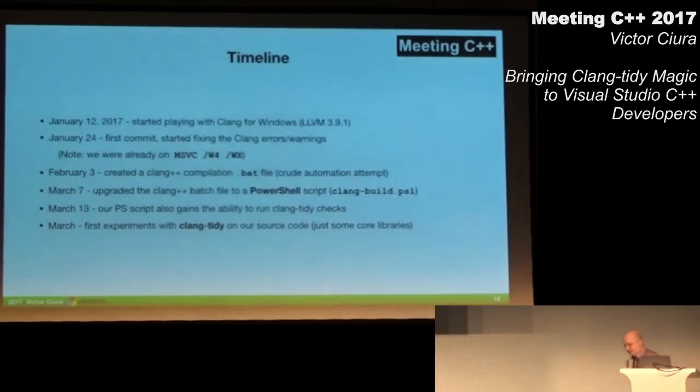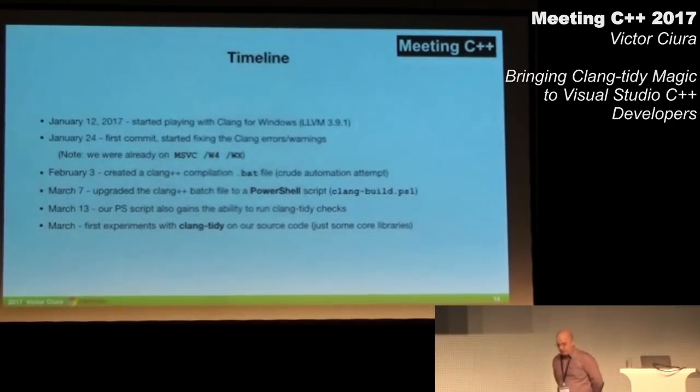Coming back to the timeline, we started playing with Clang on Windows, back then 3.9, in January. First commits in fixing Clang errors and warnings. We started with a crude automation attempt by creating a batch file, and you're going to see that later on. But we soon ran into limitations on using that approach, and we developed a more powerful PowerShell script to help us with the fixing workflow.